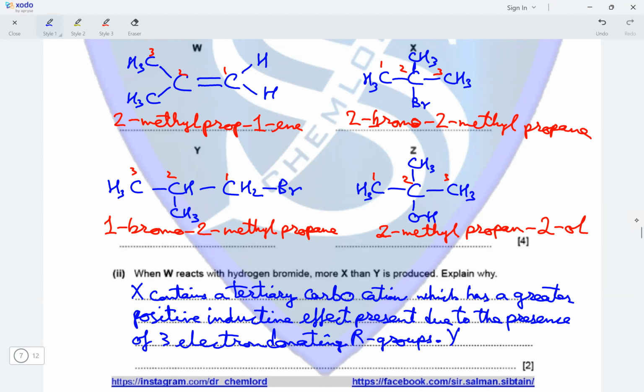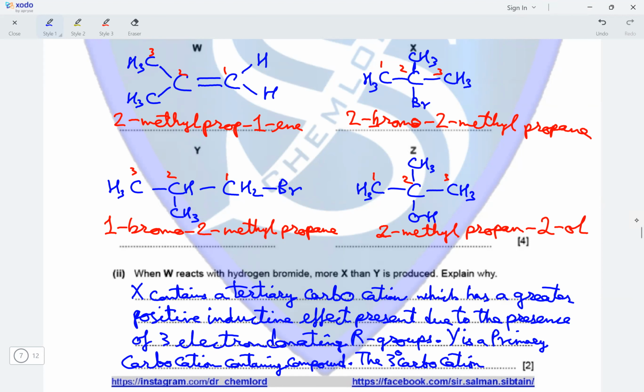Y is a primary carbocation containing compound. The tertiary carbocation is more stable, so its formation is preferred.